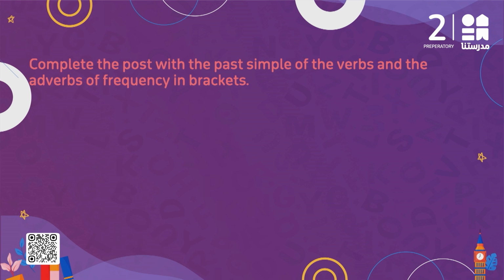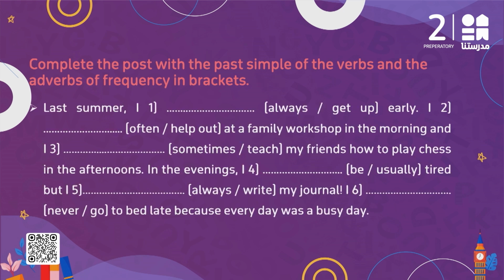Now we need to complete the post with the past simple of the verbs and the adverbs of frequency in brackets. Ready? Let's start. Last summer, I always get up early. So, what should we do in that sentence? You have always and get up. Last summer, I always got up early because it's last summer. It's in the past tense. So, we say got up. So, I always got up early.